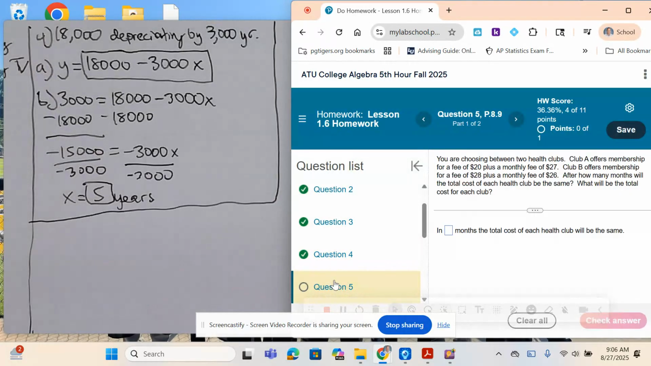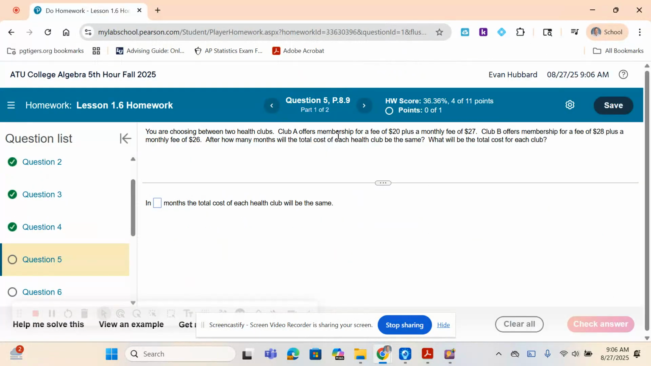Question 5. I'm ready to get my butt whooped here by one of these questions. You're choosing between two health clubs. Club A offers a membership fee of $20 plus a monthly fee of $27. Club B offers a membership fee of $28 plus a monthly fee of $26. After how many months will they cost the same?